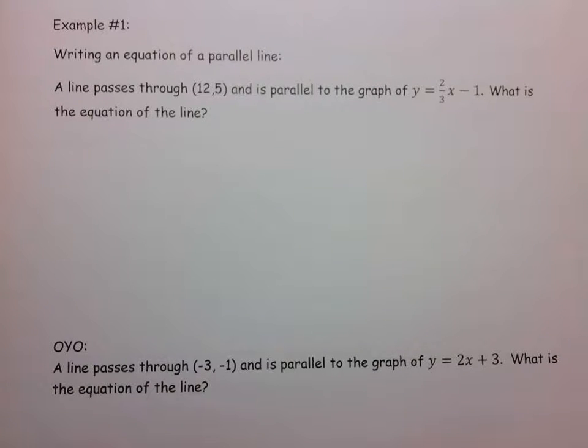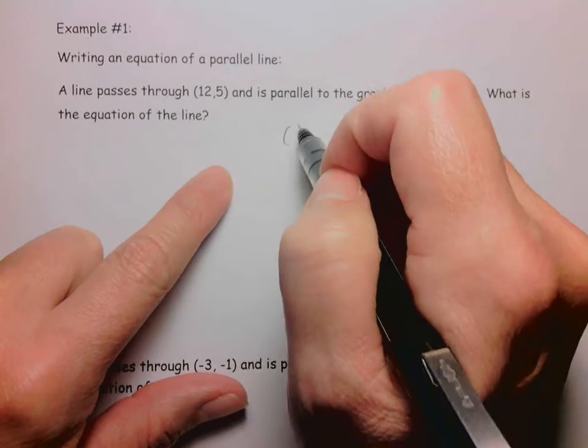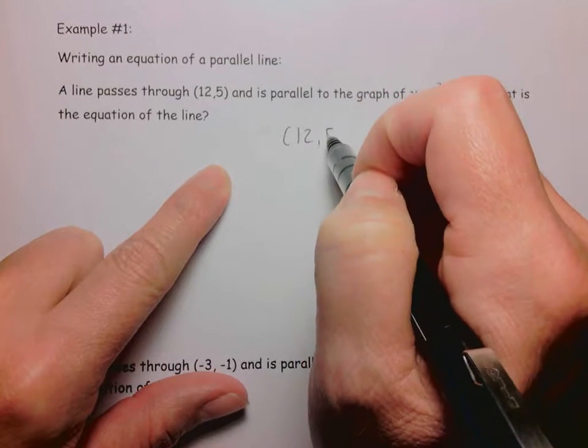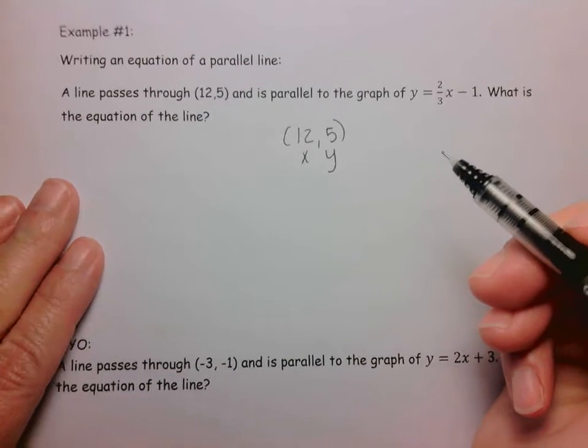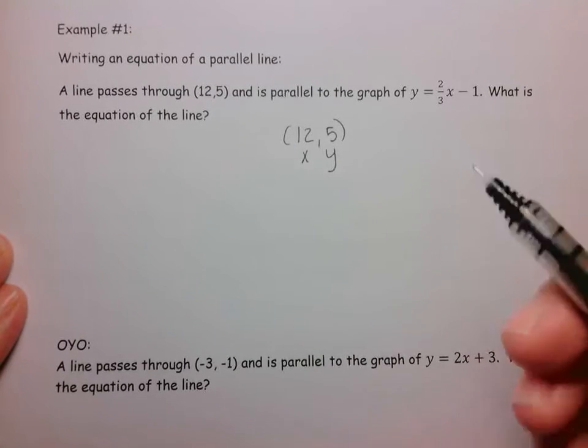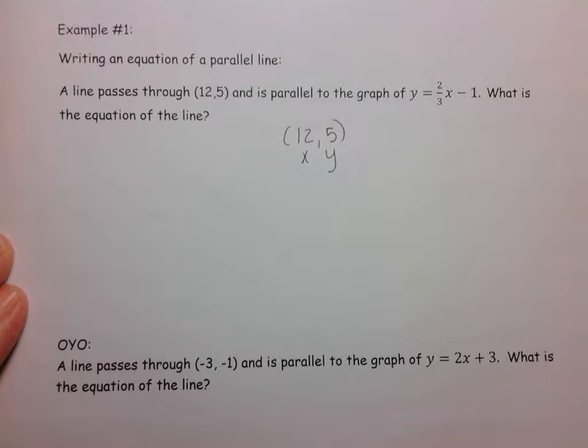Let's look at example number 1, writing an equation of a parallel line. A line passes through (12, 5) and is parallel to the graph of y = 2/3x - 1. What is the equation of the line? Okay, so what do I know? I have this mystery line here, and I don't know what the equation is, but I know it has a point, an xy coordinate of (12, 5).